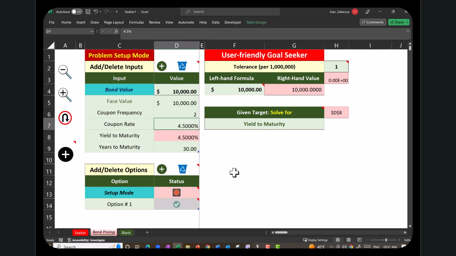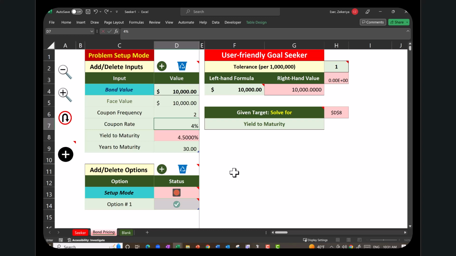If I increase the yield to maturity only 1 basis point, okay? All right, who remembers what a basis point is? Because I'm going to keep using this terminology. The basis point is 1% of a percent, okay? So $1 in every $10,000. That's why I put 10,000 in there.